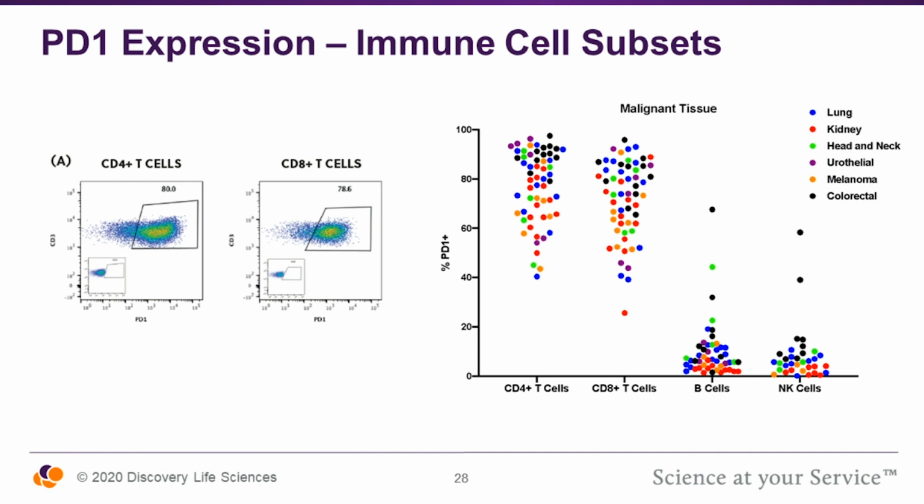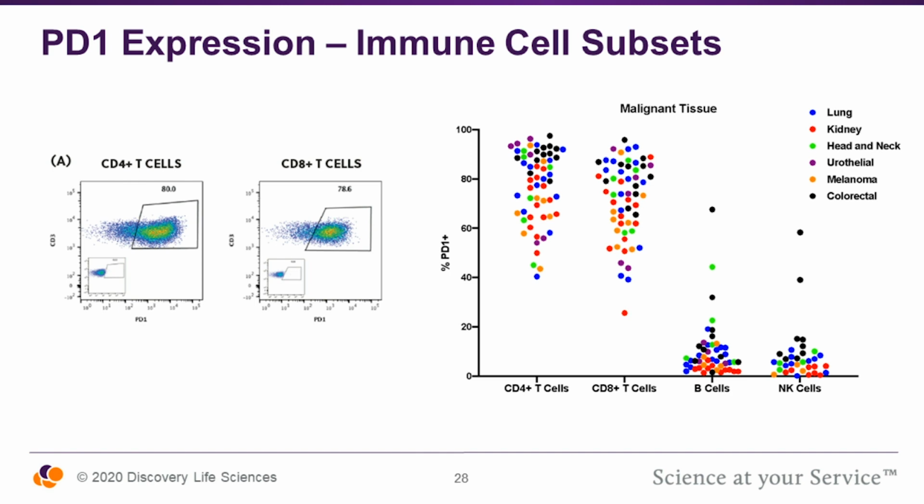We did look at the other immune cell subsets within the tumor, including B cells and NK cells. For the most part, these cell types were mostly deficient for PD-1 expression. Although there were some indications, particularly colorectal cancer, where there was evidence of PD-1 expression on B cells and NK cells. And again, this was confirmed by several studies that have been published within the academic literature.